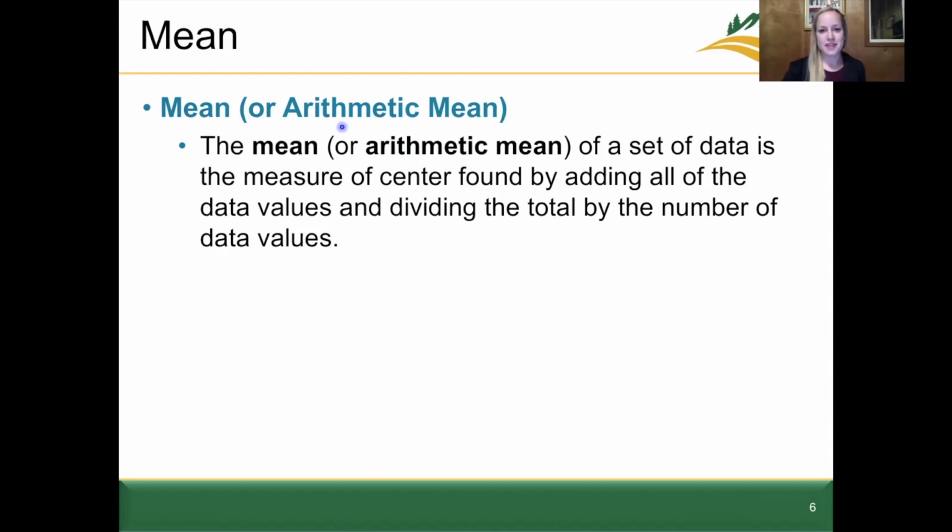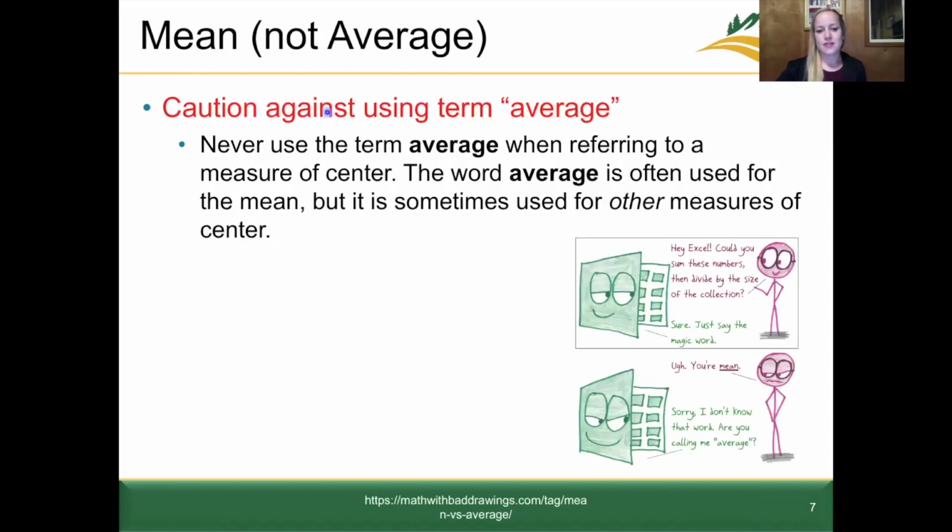Now you might be thinking to yourself, isn't this just the average? Well, I have a special note on this. So classically, statisticians say mean and they never say average. And because we're all statisticians now, we're becoming them, we're not going to say average either. We're going to say mean. So to caution you against using the term average, never use the term average when referring to a measure of center. The word average is often used for the mean, but it's sometimes used for other measures of center.